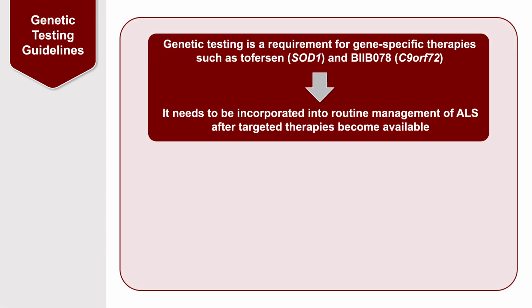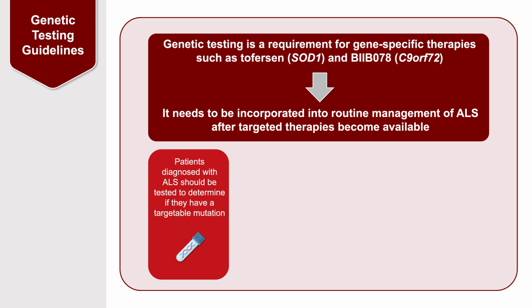Genetic testing is a requirement for gene-specific therapies such as tofersen, which is targeting SOD1 ALS, and BIIB078, which targets C9orf72. So it needs to be incorporated into routine management of ALS after targeted therapies become available. It's recommended that all patients diagnosed with ALS be tested to determine whether or not they have a targetable mutation. Typically in practice, because of the lack of therapies, this wasn't a priority, but the landscape of clinical practice globally has been changing given that there is availability and development of investigational therapies targeting specific genetic mutations.